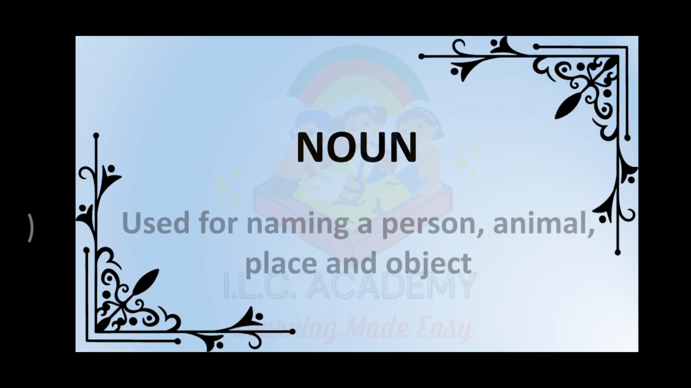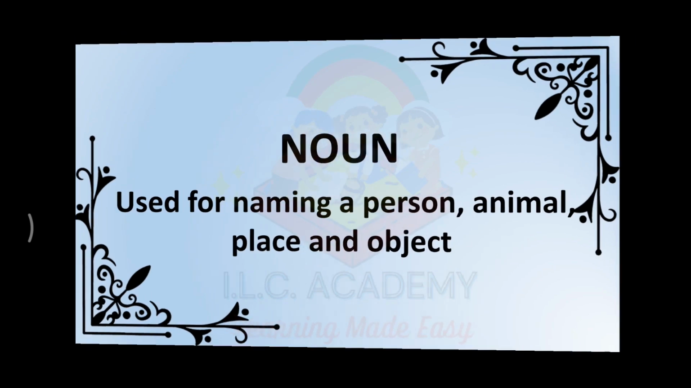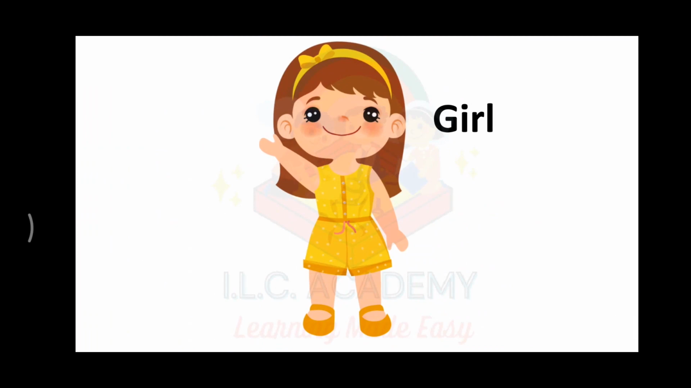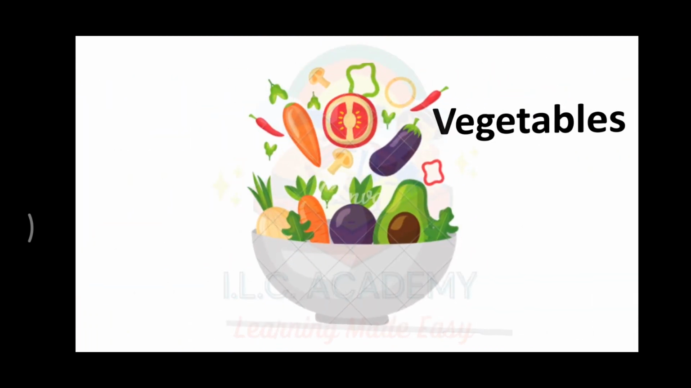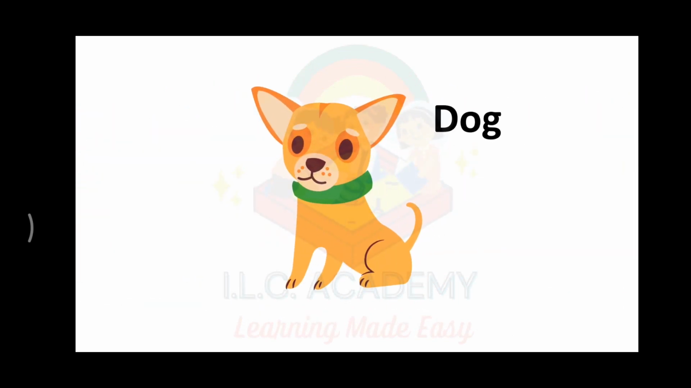Noun. A noun is a word used for naming a person, animal, place and object. Example, girl, vegetables, dog. Can you think of nouns around you? What about you or your pet animal?